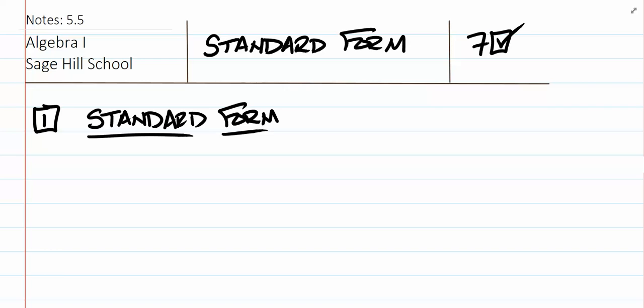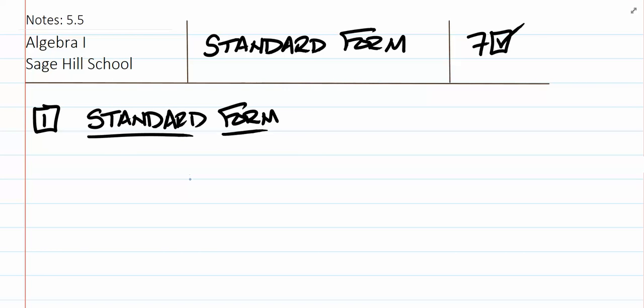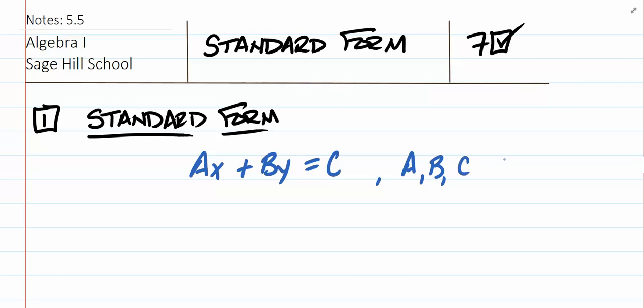Standard form is this one, and it looks just like this, so I'm pretty sure you've seen it before. The standard form is ax plus by is equal to c. Now, you have to know a few things. A, b, and c are all real numbers. So a, b, and c are all elements of the real numbers. That little symbol there means "is an element of."